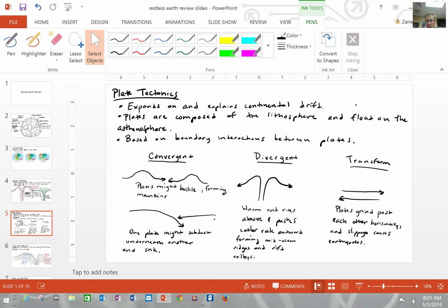The third type of boundary is called a transform boundary. So if you think about all the different ways the plates can interact, they can push up against each other, they can move away from each other, they can also move side to side against each other like this. Okay? So in transform boundaries, we have this horizontal movement of plates against each other.